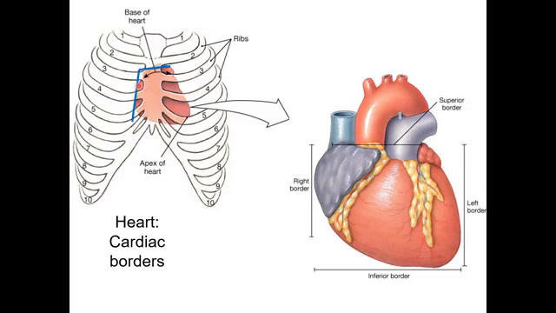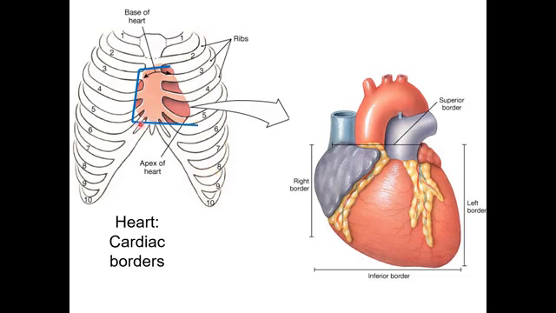It runs on the right side of the sternum towards the fifth intercostal space, also 1 finger breadth or 1 to 2 centimeters from the edge of the sternum, and the right border is convex to the right, and it is formed by this chamber which is the right atrium. It is formed by the right atrium.